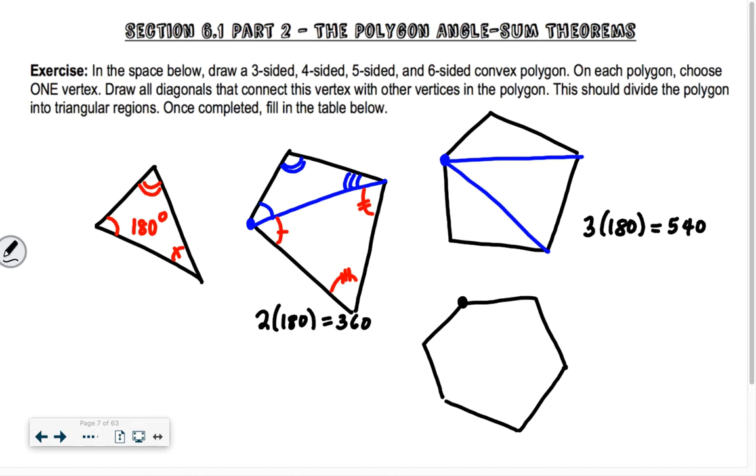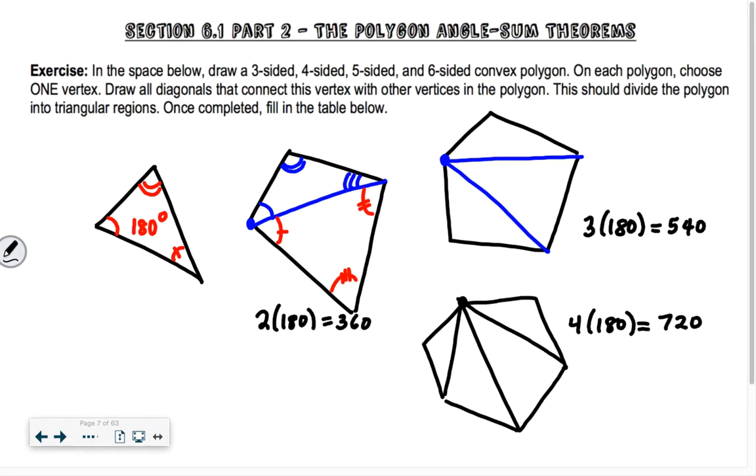So pick any point, go to the opposite vertices. How many triangles do I have now? 4. 4 of those 180s. Do you know what 4 times 180 is? 720. Did you guys double and double again? Remember, that's my trick for multiplying by 4. Double 180, you get 360. Double again, you get 720. So we have 720. That's going to be the sum of the interior angles.